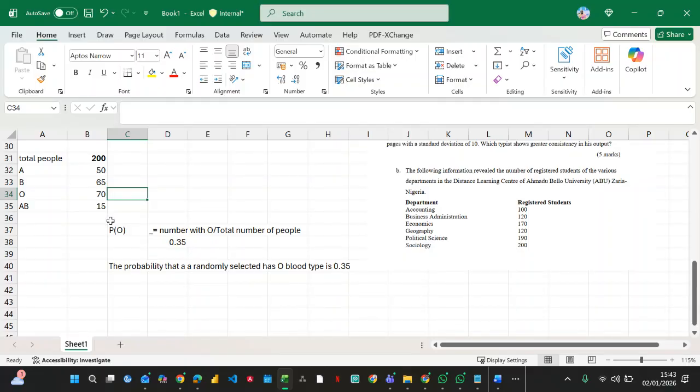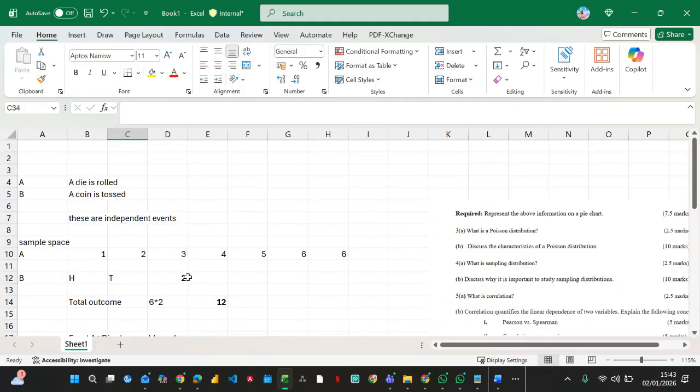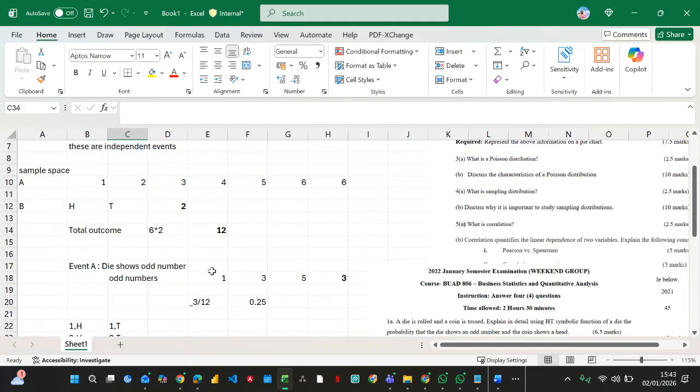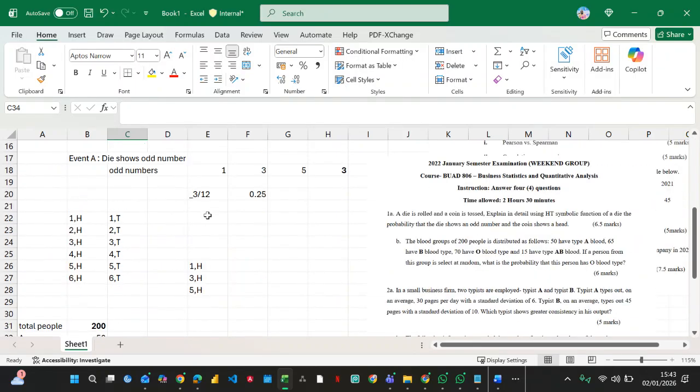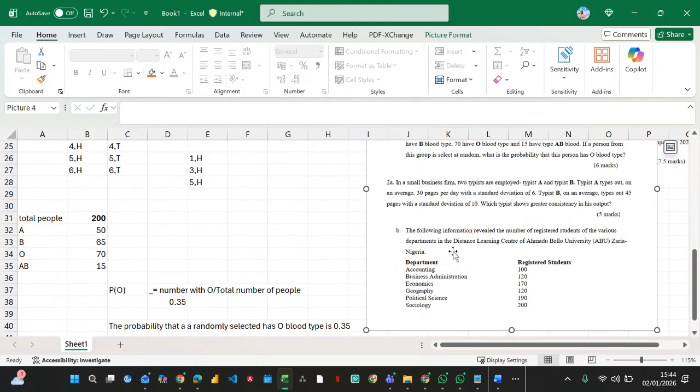selected person has O blood type is 0.35. And then I will tell the examiner, full stop. And that means I've solved this question. So that is number one, A and B. You can see A and B is solved. If you see a question like this in the exam, God, you solve it.